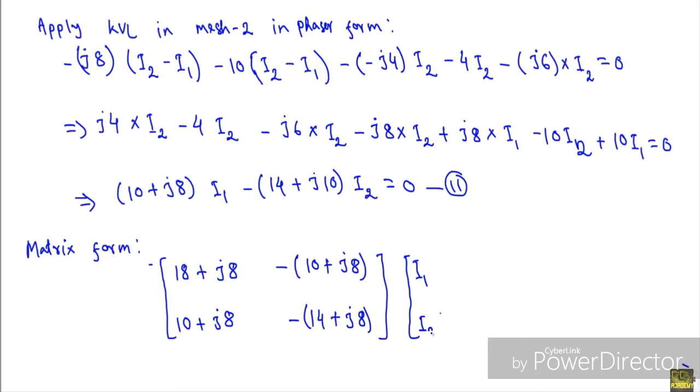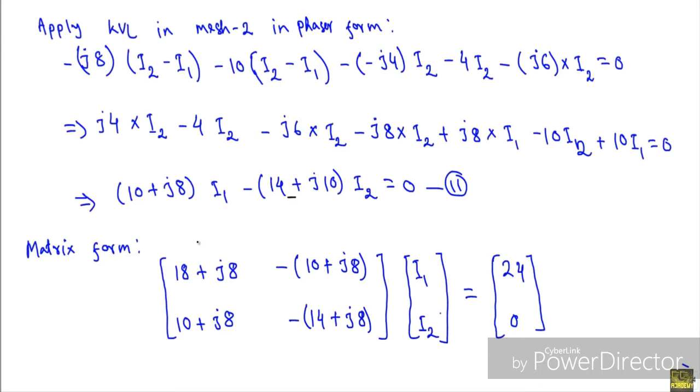I1, I2. I1 and I2 are phasor quantities. In the right side I will get 24, 0. Okay. So this is the matrix form of equation 1 and equation 2.